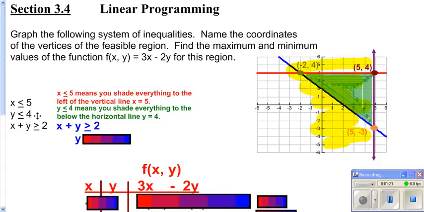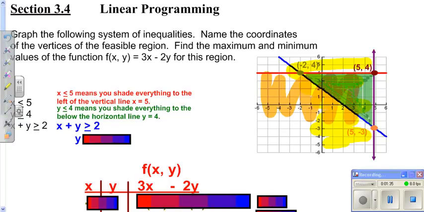Now, when you look at the next one of y less than or equal to 4, you know y equals 4 is a horizontal line. So that's what we have right here in red, a horizontal line. Y is less than, so that means you need to shade below. So I'm going to shade below that horizontal line.